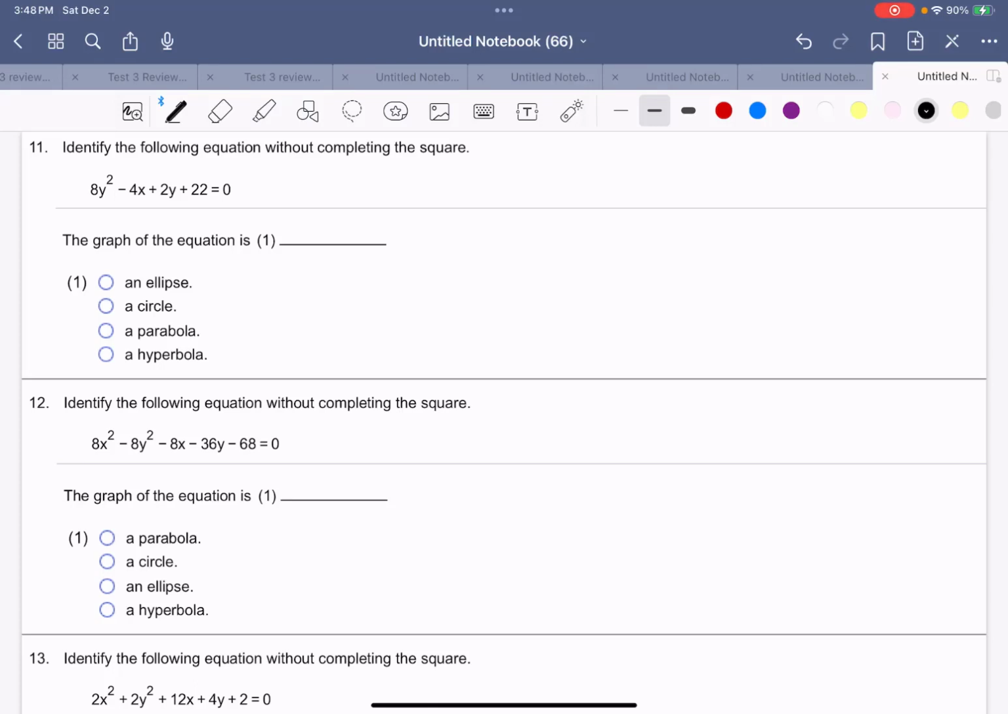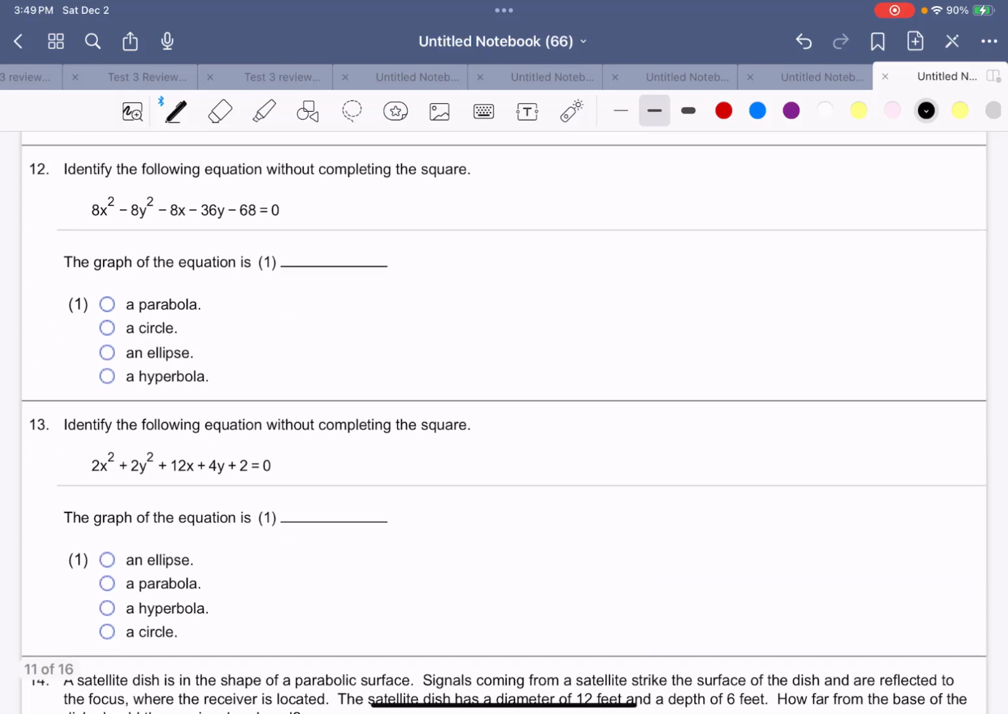Number 11, identify the following equation without completing the square. So the first thing I observe is that y is squared and x is to the first. Therefore, this has to be a parabola. It would also be a parabola if x is squared and y is to the first. So either one of those is a parabola.